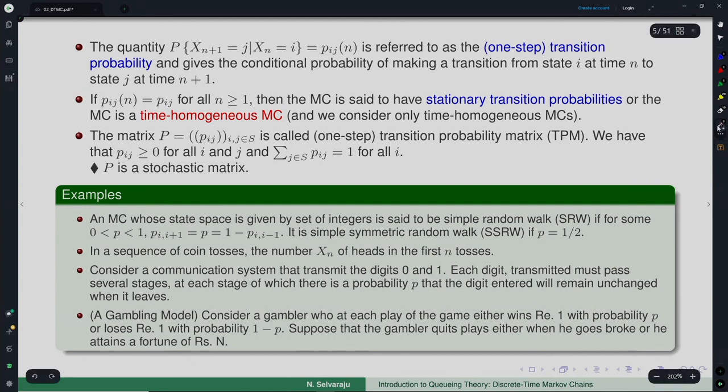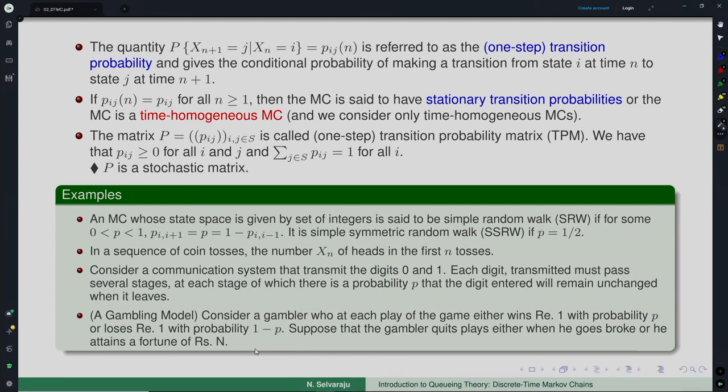Then there are gambling models. Many gambling models can be formulated which happen to be Markov chains. So, consider a gambler. He plays a game, and at the end of each game, if he wins, he will get rupee 1, which will happen with probability p, or he will lose rupee 1 with probability 1 minus p.